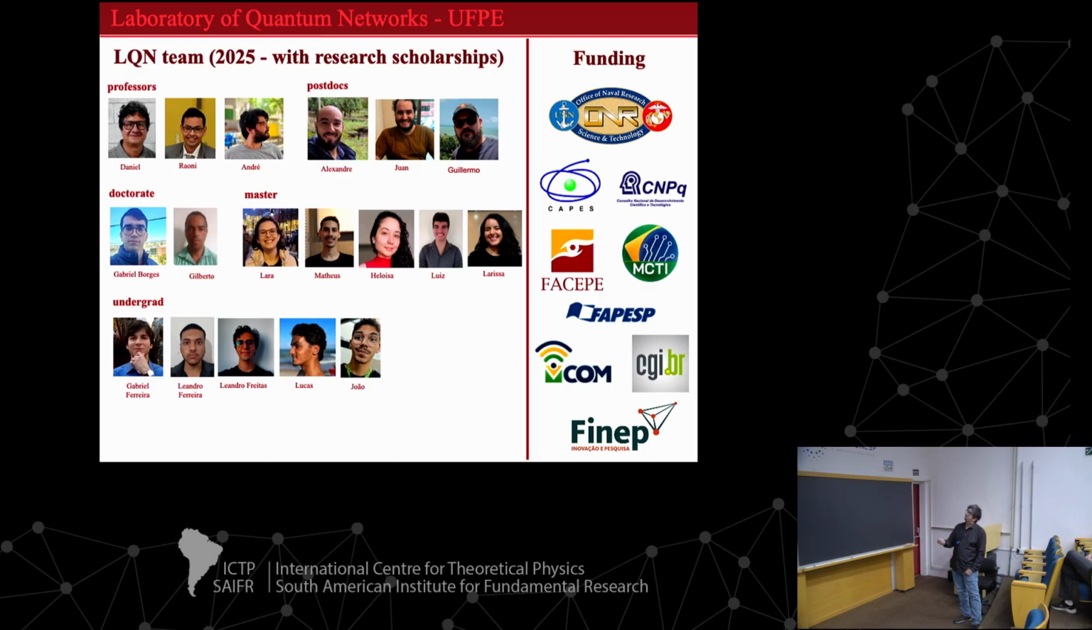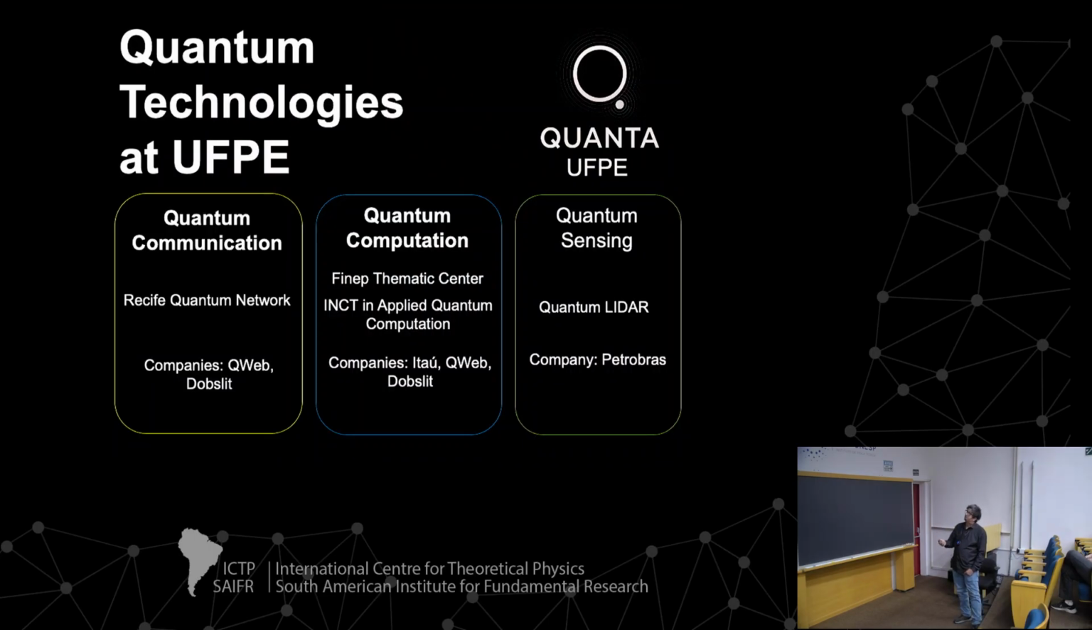And finally, just to end, we are building this initiative at UFPE that's still a little bit under the radar. We don't have a website, we don't have anything. But we do have different projects, and we are really working together. In quantum communication, I described in more detail the Recife Quantum Network. I just discussed the innovation connected with the QWeb, which is more hardware. I didn't discuss our collaboration with Dobslit, for example, for the companies.